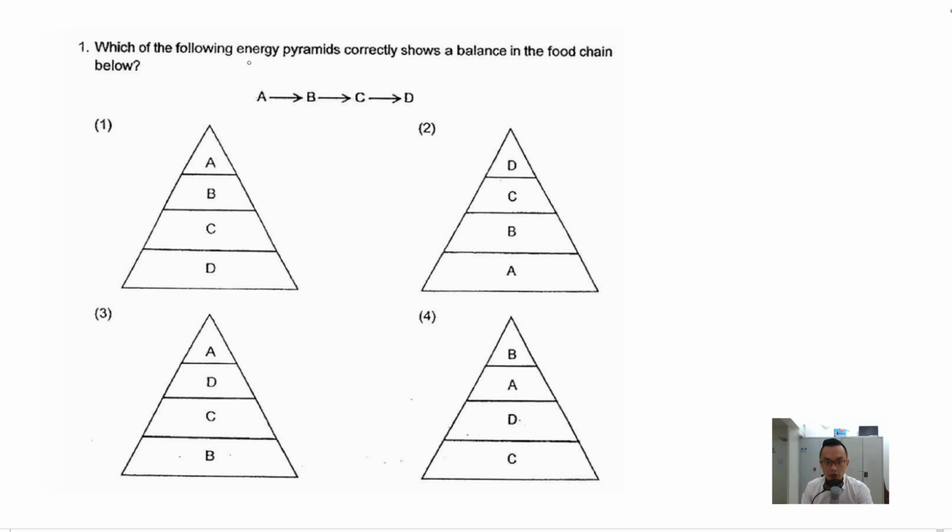Now let's look at this question. Which of the following energy pyramids correctly shows a balance in the food chain below? Alright, so what is an energy pyramid?